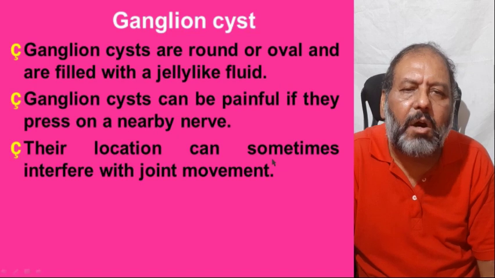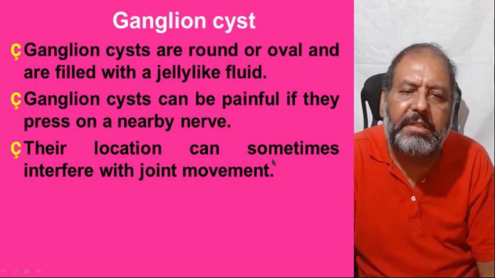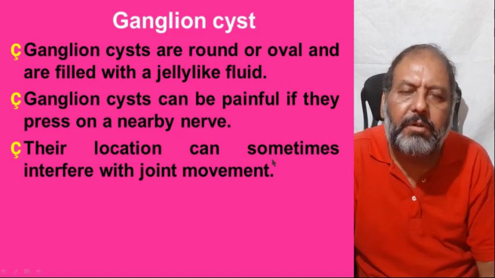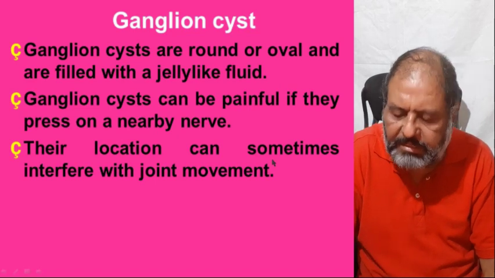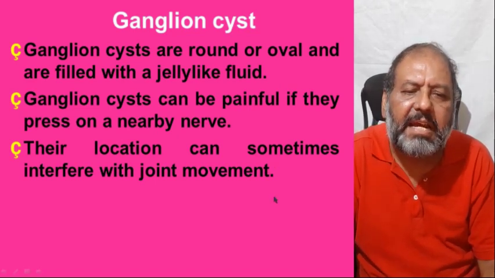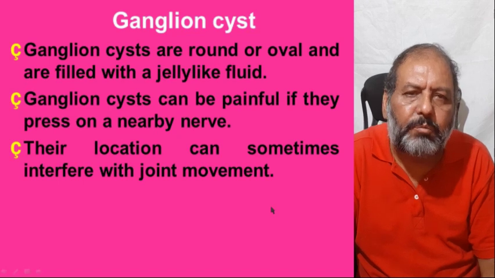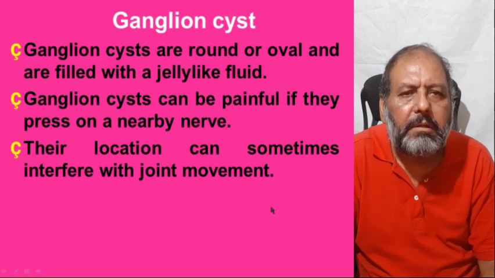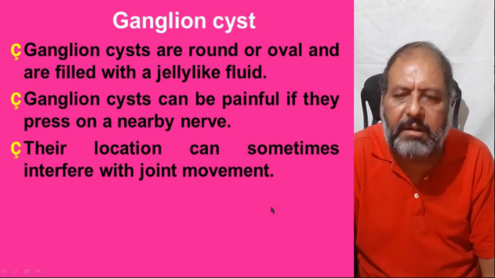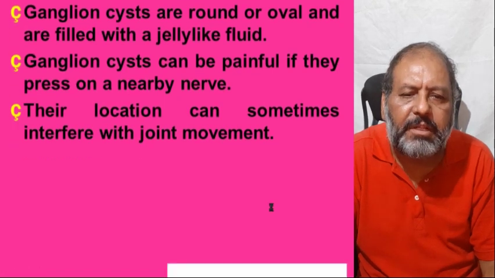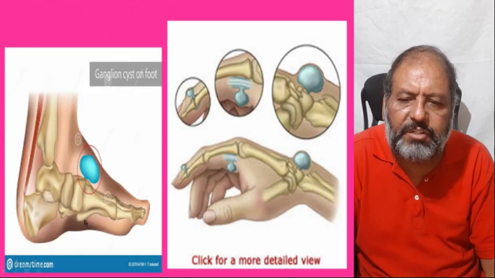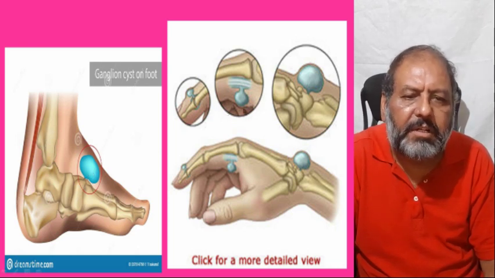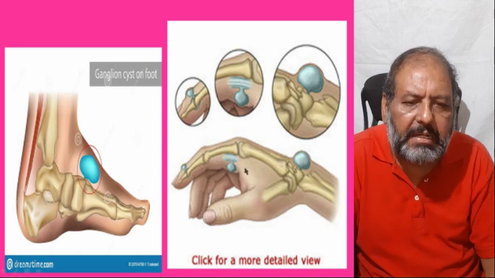So ganglion cysts are round or oval and are filled with a jelly-like fluid. Ganglion cysts can be painful if they press on any nearby nerve, otherwise these are painless. Their location can sometimes interfere with the joint movement, and that is going to restrict the movement because of their presence there. Here one can see it can be on the foot also, and then it can be at different locations in the hand and wrist.